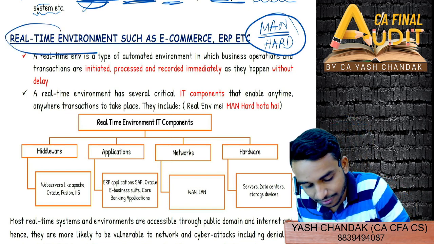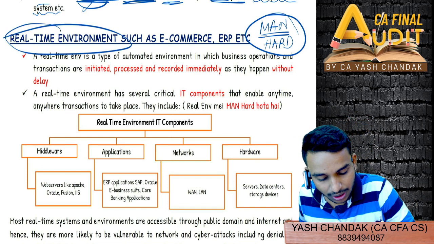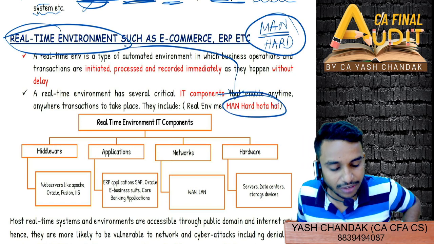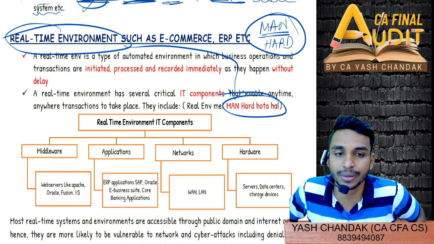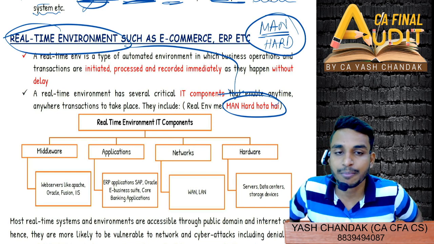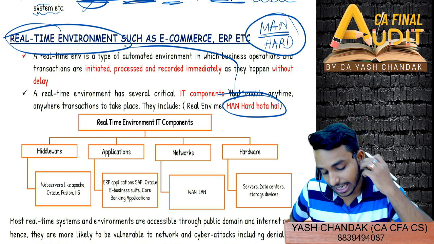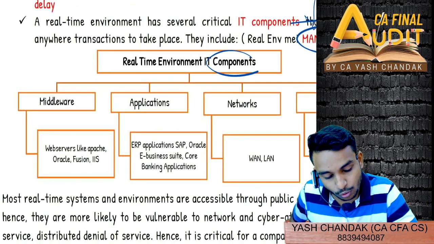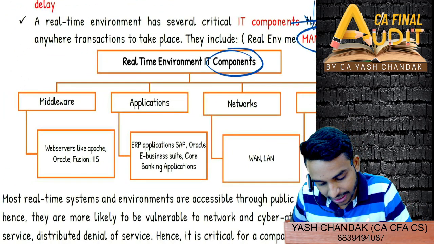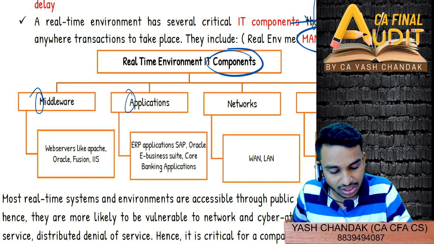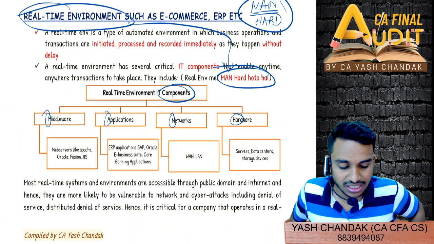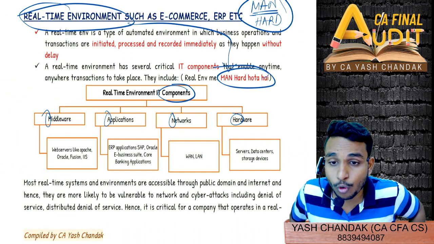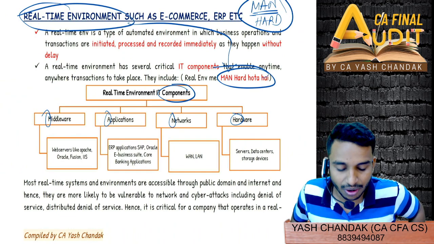Man is hard in real-time environment, but in other environments they can also be soft. In real-time environment he needs to decide quickly, and therefore man is not soft but hard. There are a few components. One is from man: middleware, applications, networks, and from hard is hardware. So middleware, applications, network, and hardware are the four IT components of real-time environment.